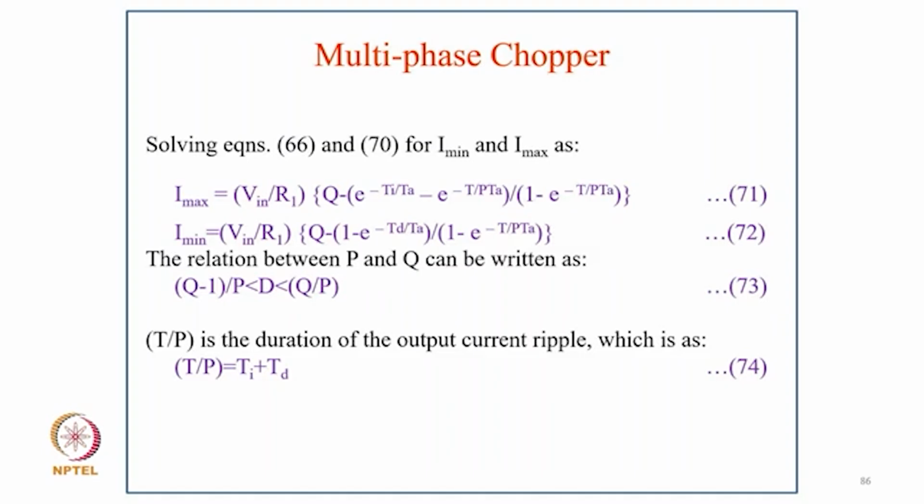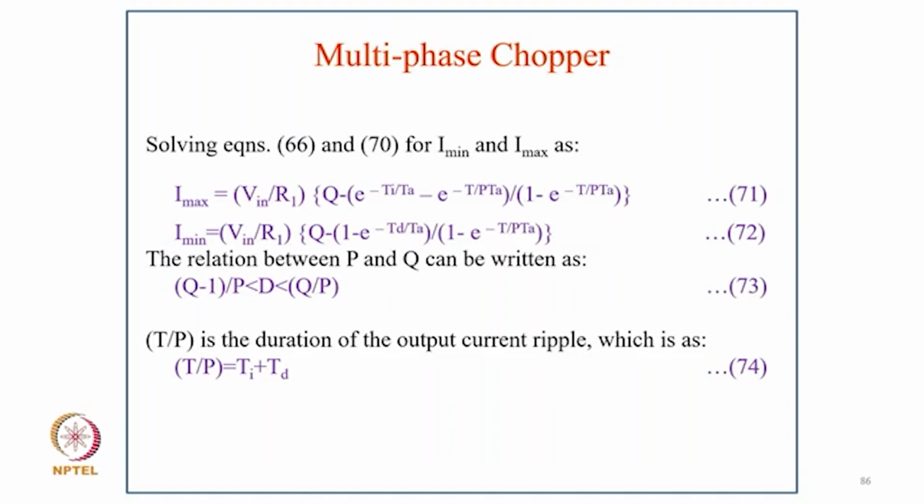So solving these equations for the minimum and maximum current, Imax = (Vin/R1)((Q - e^(-Ti/Ta)) - e^(-T/PTa))/(1 - e^(-T/PTa)). So Imin = (Vin/R1)((Q - 1) - e^(-Td/Ta))/(1 - e^(-T/PTa)).